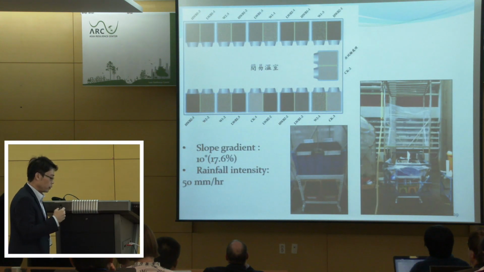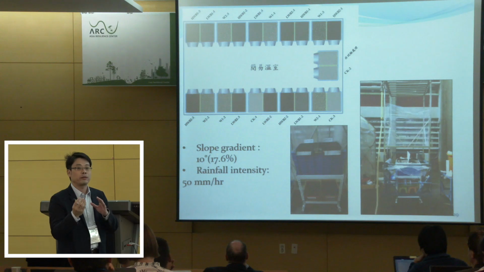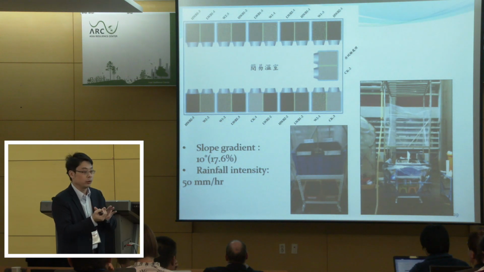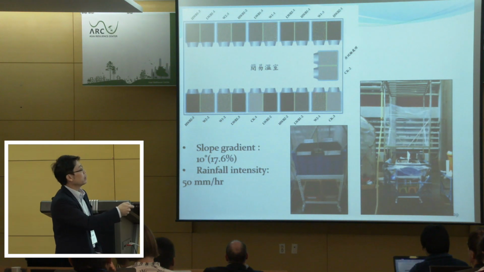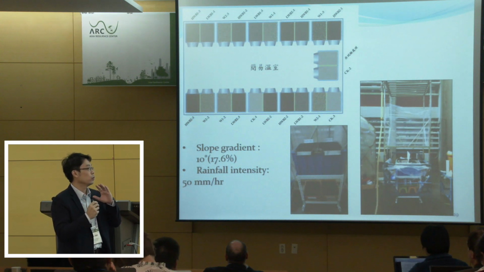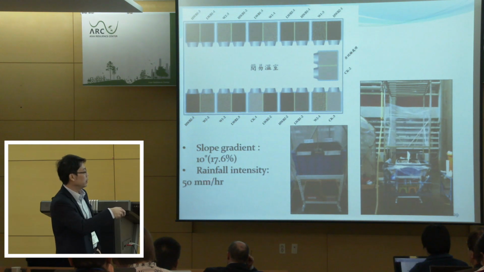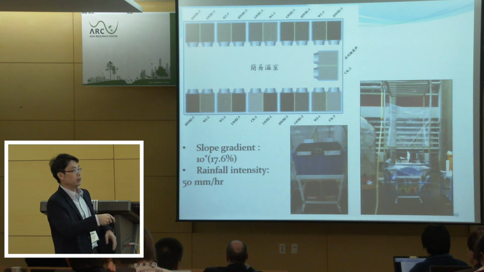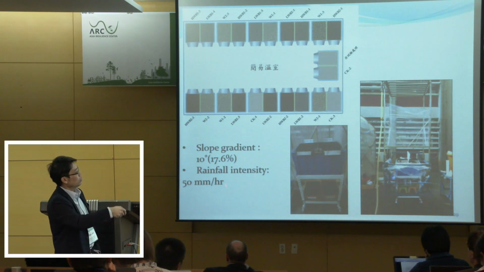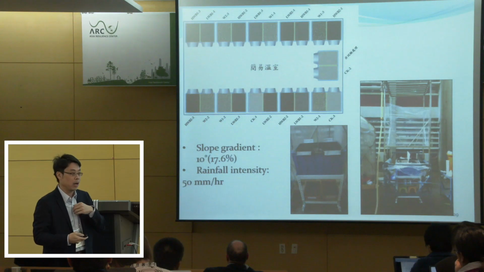So for the leaching, I also want to evaluate the pathways of nutrient loss, including the runoff, the leaching, and the soil erosion. So I designed another experiment just like this. We used a rainfall simulator to do this experiment. We have a slope gradient of about 10 degrees, with the rainfall intensity fixed at 50 millimeters per hour, and 2 hours of rainfall, to collect the runoff, the leachate, and the soil erosion amount.